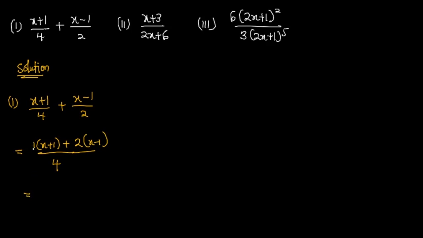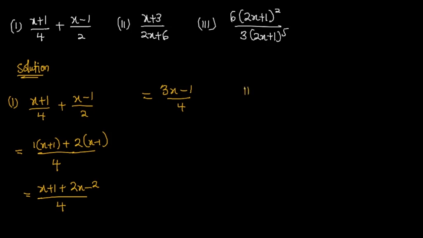So if we use 1 to multiply everything here, we get x plus 1. Then plus 2 to multiply here, we have 2x minus 2, all on 4. So this is equal to x plus 2x, that will give me 3x. 1 minus 2, that will give me minus 1 on 4. So this becomes my answer for the first expression.